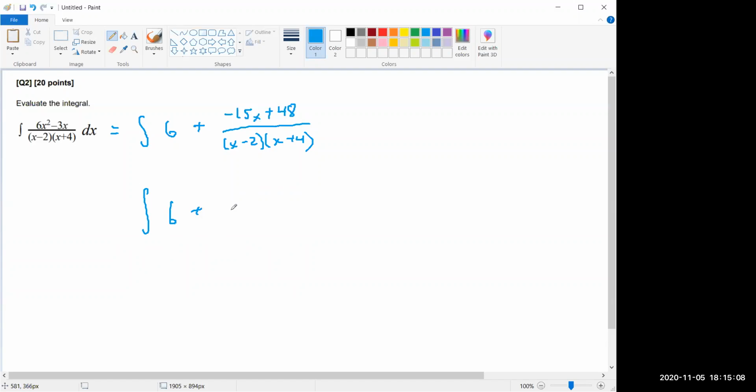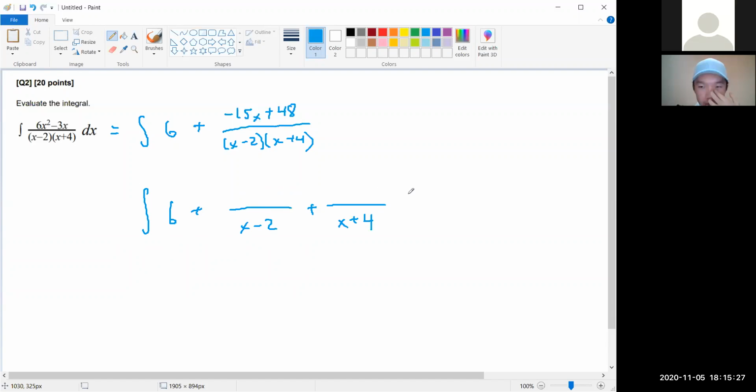Six plus, okay, so I have x minus 2, x plus 4. Now we need to find what the numerators are, right? We just call them A and B. Did anyone find A and B? For those of you who did the review sheet, I think someone found it. No, no one found it. All right, so let's find A and B.